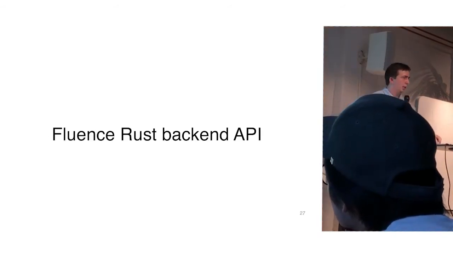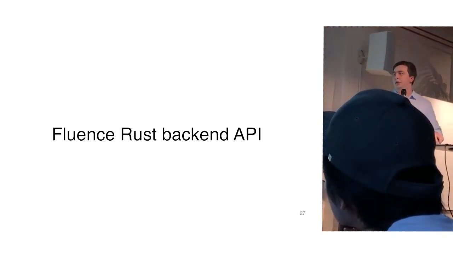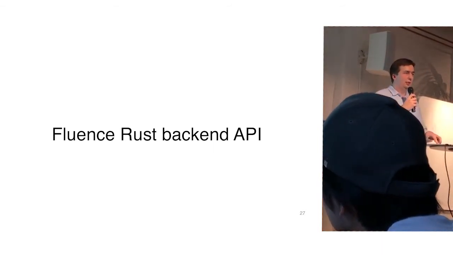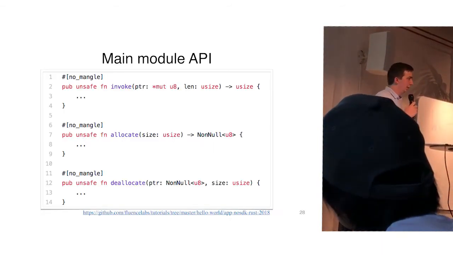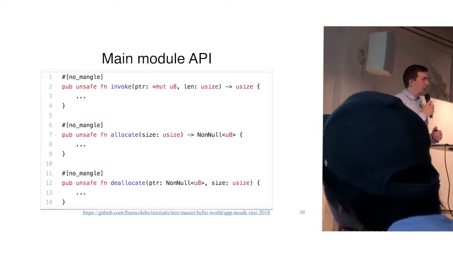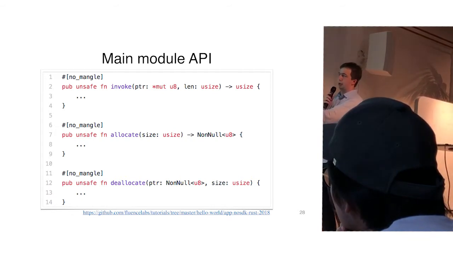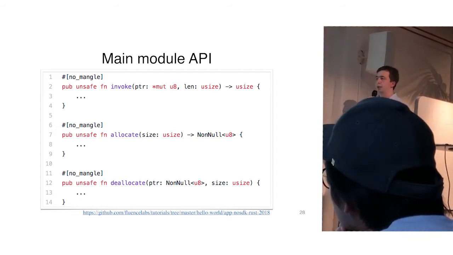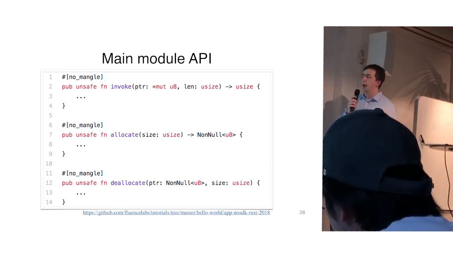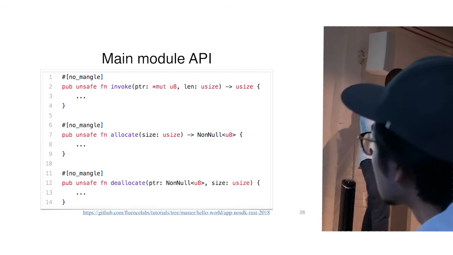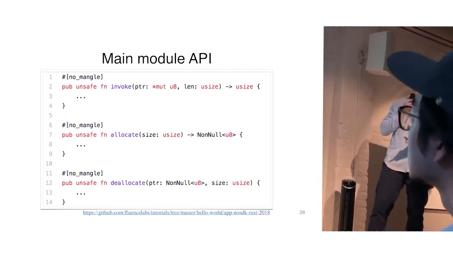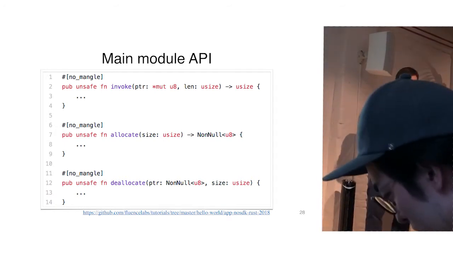So, finally, the last part is about the Rust backend API in Fluence. As I already said, each main module should have three functions that should be exported: invoke, allocate, and deallocate. In Rust, it could be written this way, but I think it is difficult. It is not a good task to implement all these functions by hand.